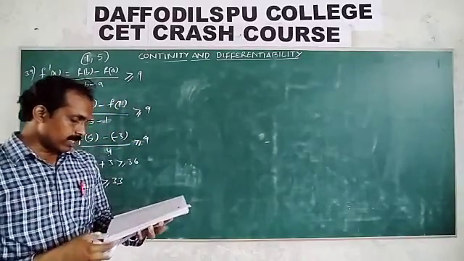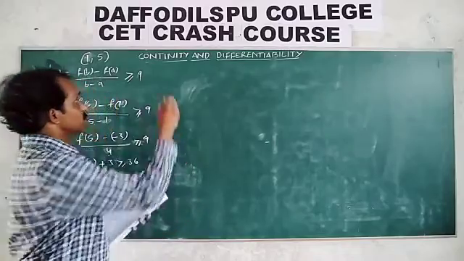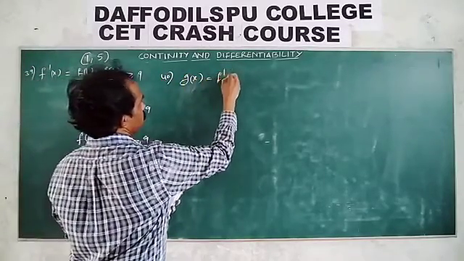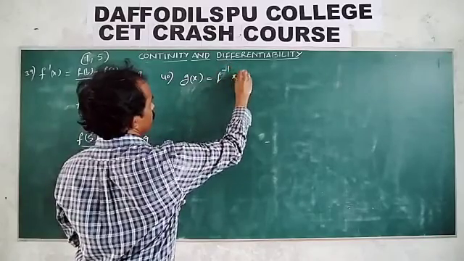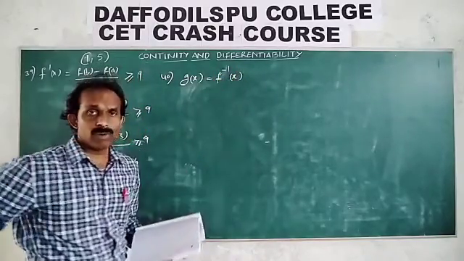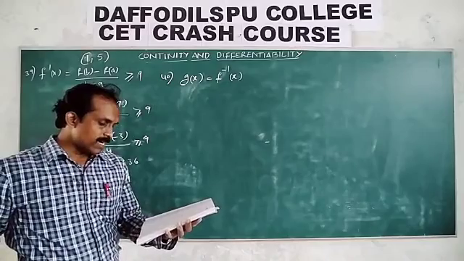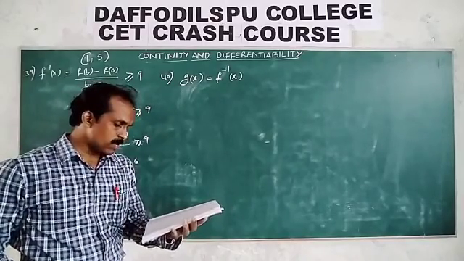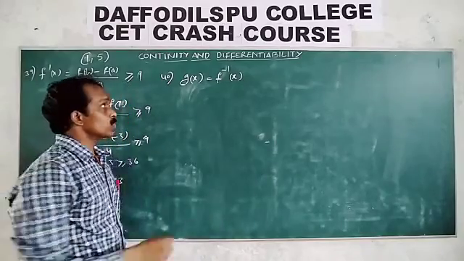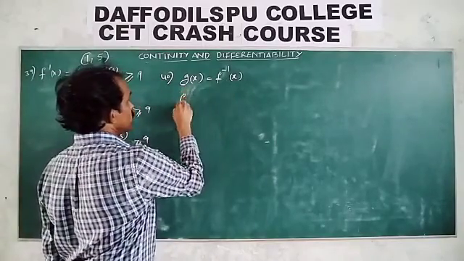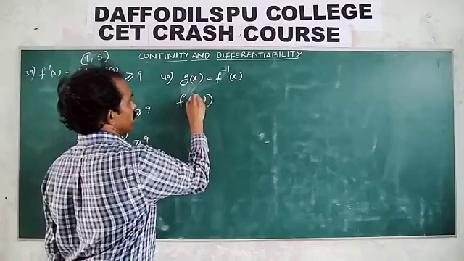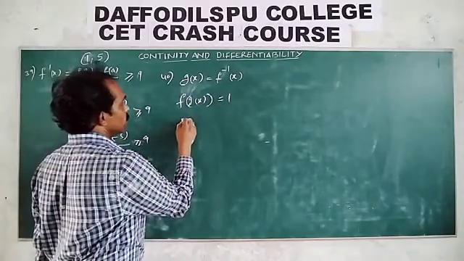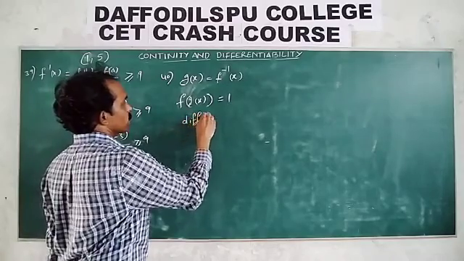Okay, 40. If g of x is the inverse of f of x, and f dash x value is given as 1 by 1 plus x cube, then g dash x is equal to what? Take this side: f of g of x is equal to x. They ask to differentiate with respect to x.